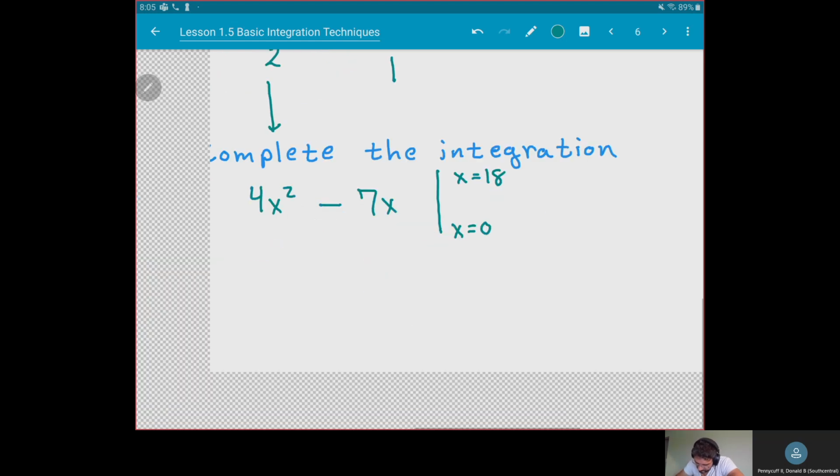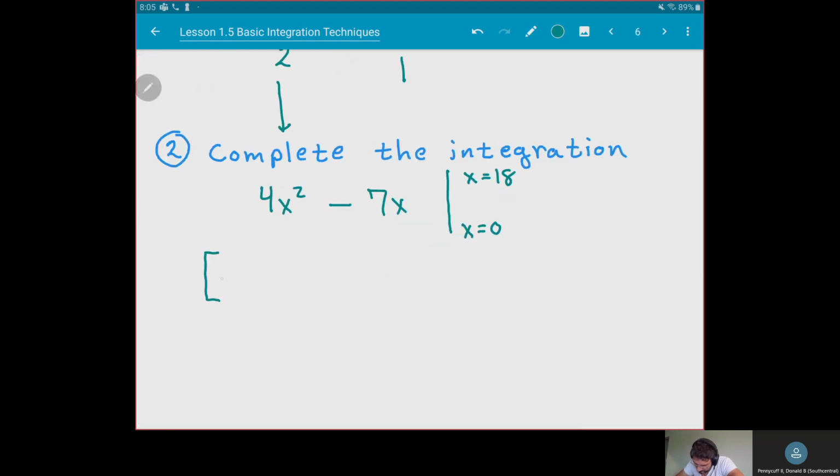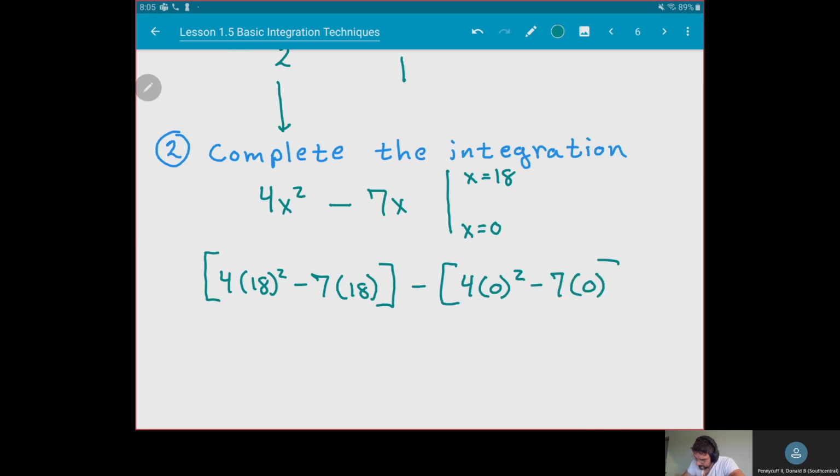Okay. So that's going to be 18 squared minus 7, 18 minus 4 times 0 squared minus 7 times 0. And this is going to end up being 1170.